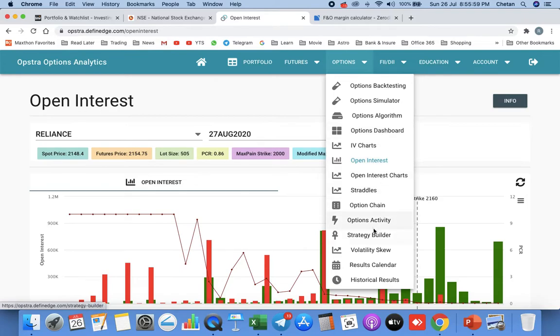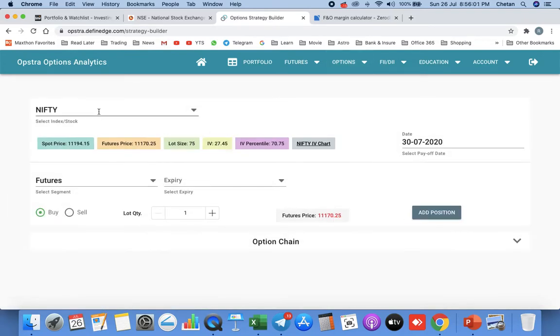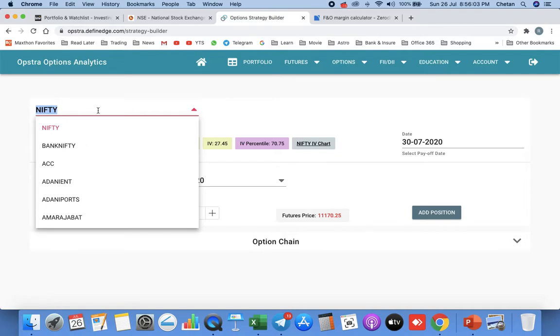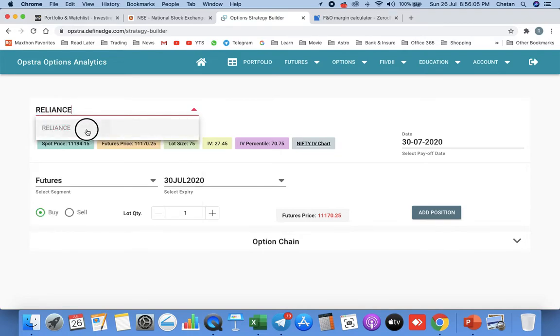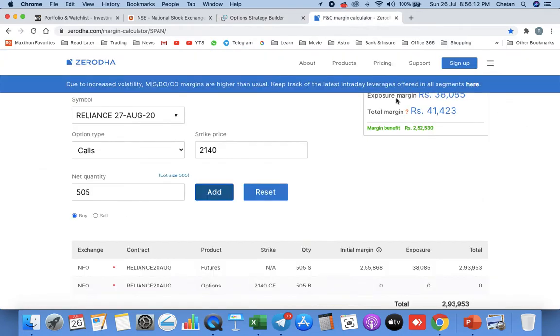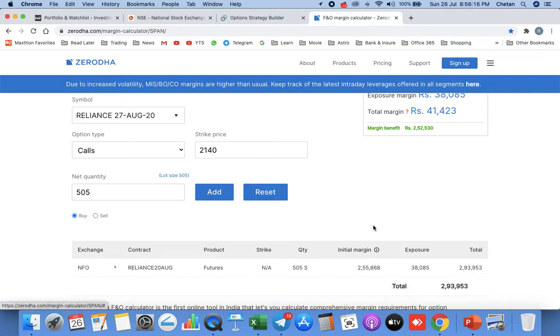Now let us take the strategy builder. We'll take Reliance. Now we are thinking that Reliance will go down, so we are selling one lot of futures. Let us see the margin side by side. What will be the margin in case we go for this option?